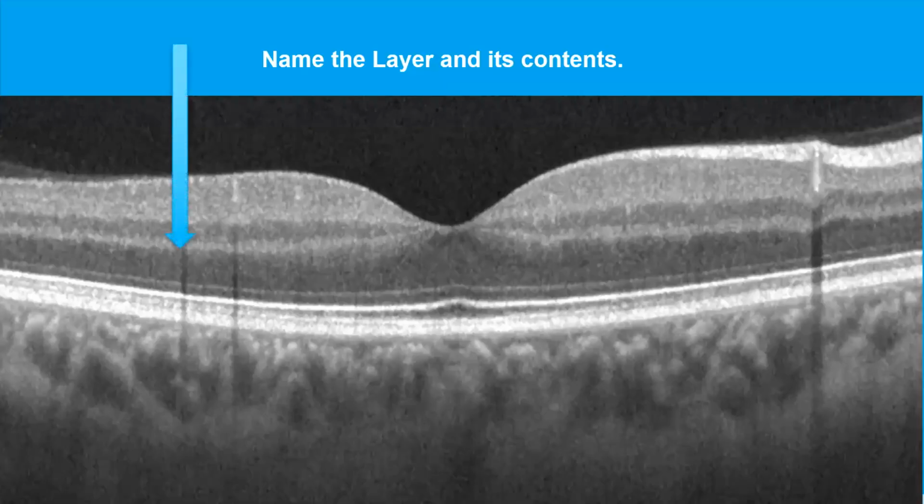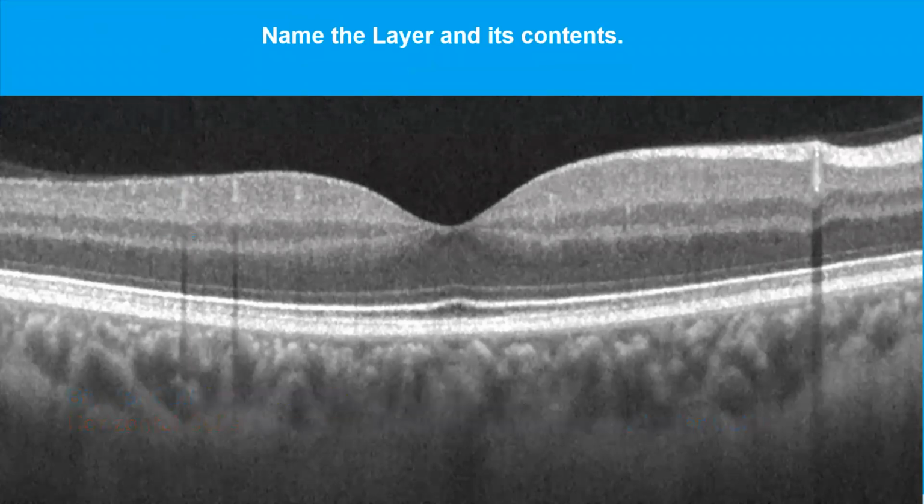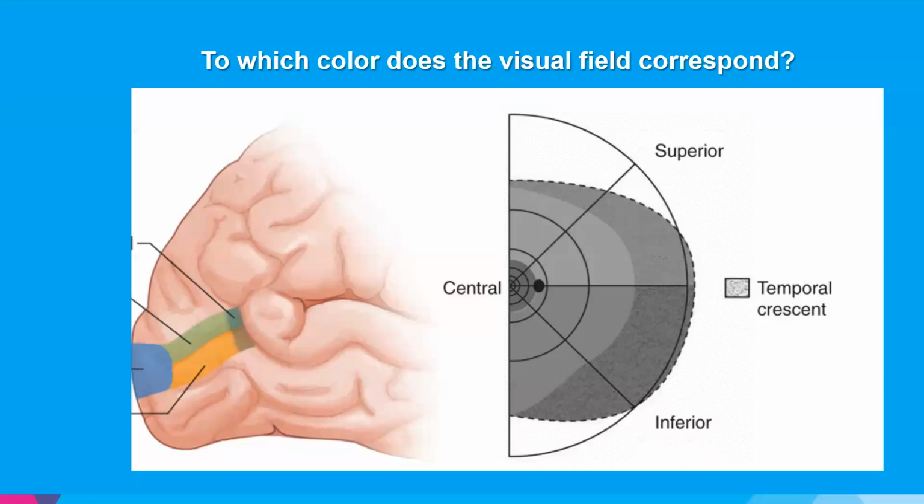Okay, so this white layer, tell me what is it, and what are the 3 cells that interface in it? So that's the outer plexiform layer, which has synaptic connections of bipolar cells, horizontal cells, and photoreceptors. Perfect. You got it. Name the layer and its contents. Vitreous. Okay, and it's mainly water. Okay, that's fine.